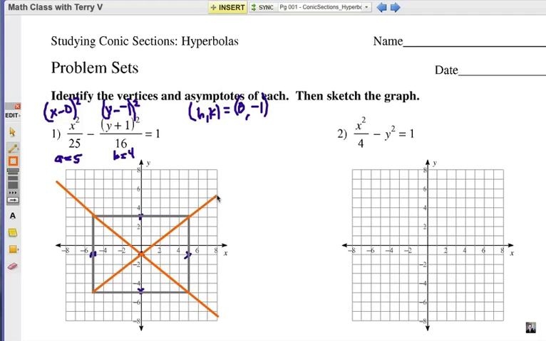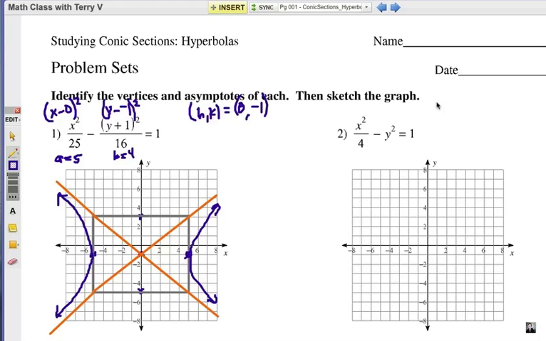The asymptotes are always the diagonals of that rectangle. And let's draw the curve. From the vertex, the curve goes here, approaching the asymptote, and goes here, approaching the asymptote, and the same on the other side. So we're doing something like that. Again, we find the a and the b value, we find the center, and draw the rectangle and the diagonals. There you go.